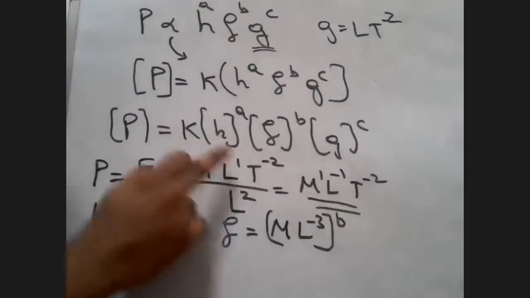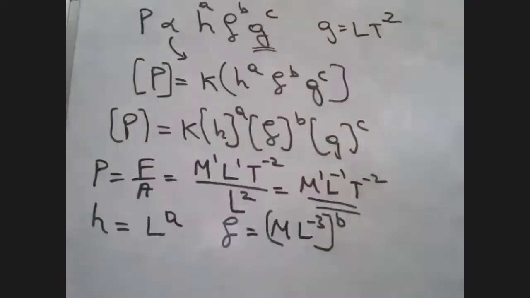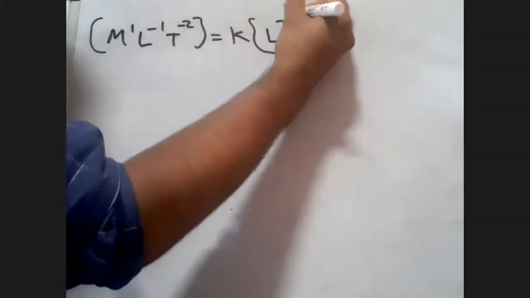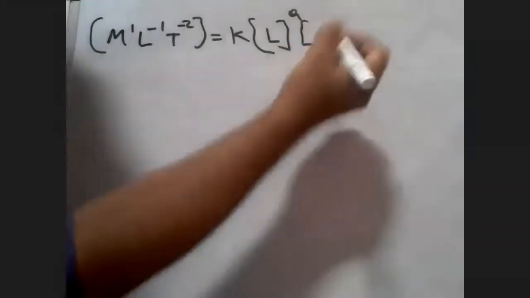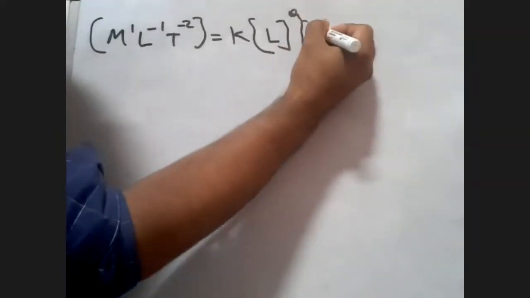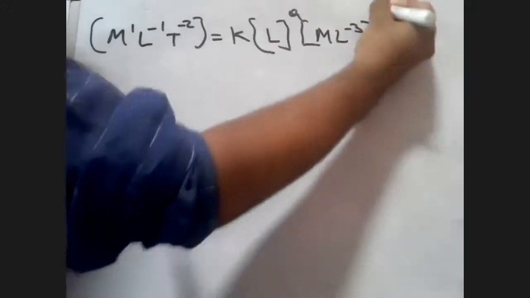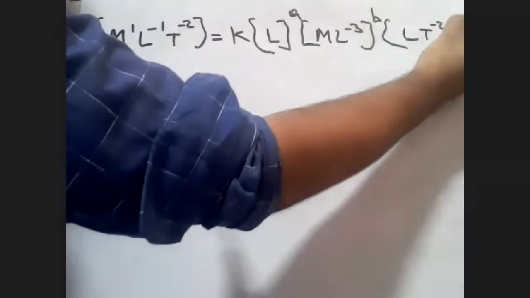So all these dimensions, students, which we found out for pressure, height, density, and gravity, substitute all of them. What will you get? You will get this: M1, L raised to minus 1, T raised to minus 2. This is the dimension of pressure, equal to constant times H, that was L raised to some A. And then we had density, that was M, L raised to minus 3, raised to B. And gravity was LT raised to minus 2, raised to C.